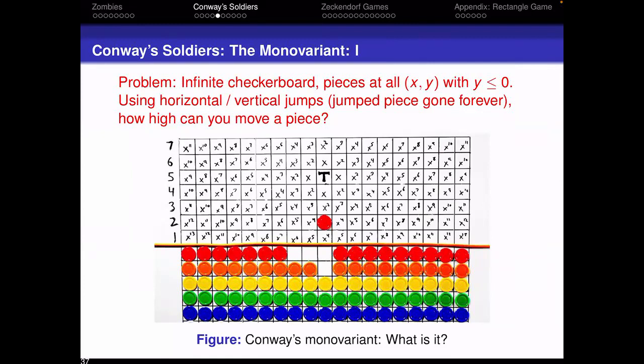So what you can do is you can look at the value of the initial board. And then imagine you have a piece at the target and a piece nowhere else. That would be the smallest value you can have with a piece at the target. If you can show the value of that is larger than the value of the initial board, then you know it's impossible.